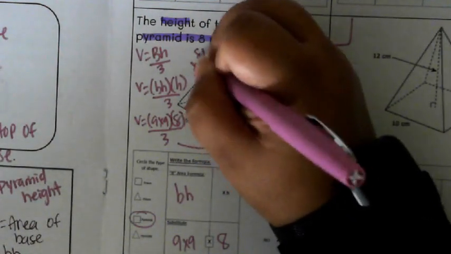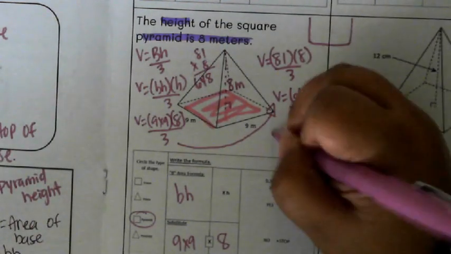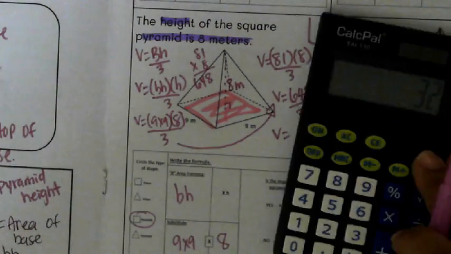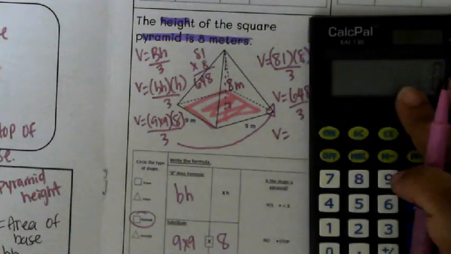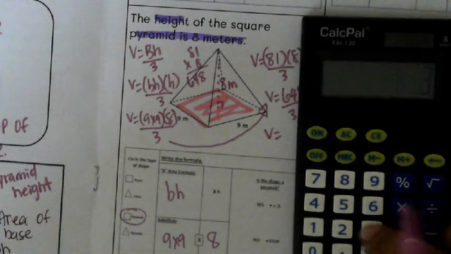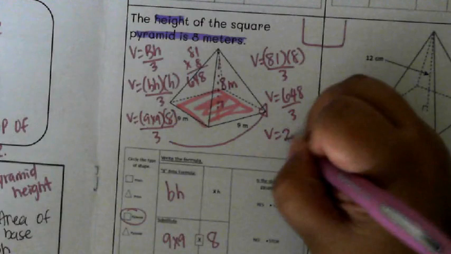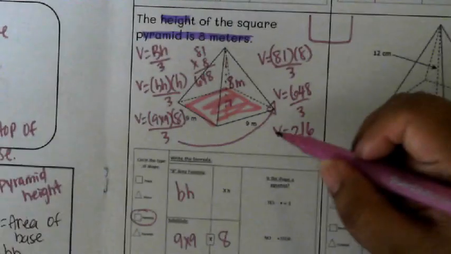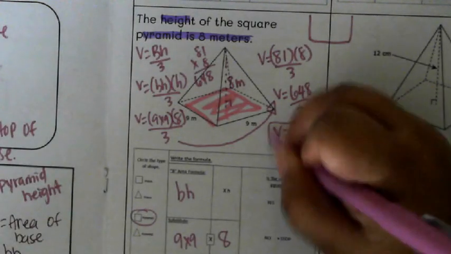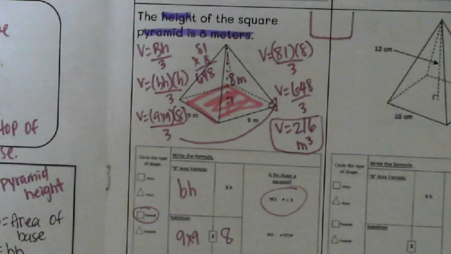Now I ran out of space, so I'm going to use the calculator to help us here. 648 divided by 3 is going to be 216. So that means that the volume for this figure is going to be 216 meters cubed. And remember, we divided because it's a pyramid, and we divide by 3. All right, so let's do the next one. Pause if you have to get this down.